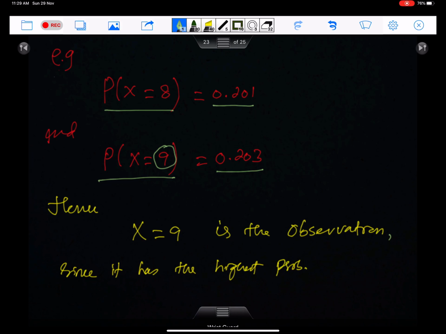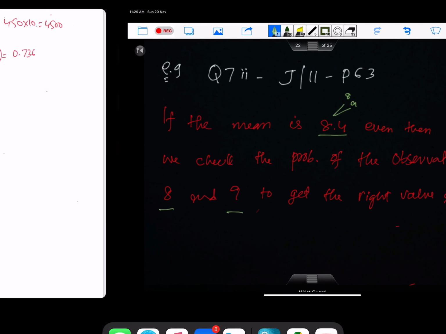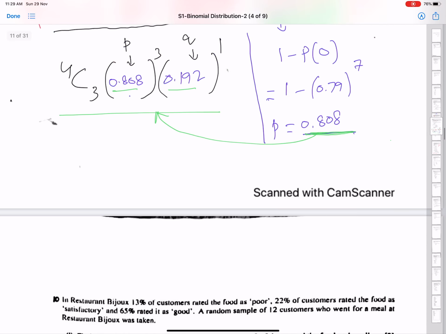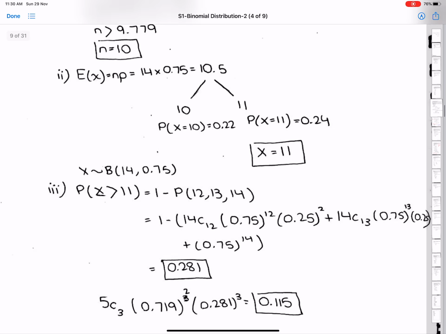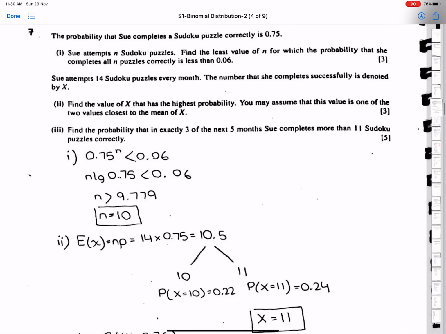So this is the way to get the highest probability observation, and the example of this question is 7 part 2, June 11 paper 63. Okay, let me show you that question. Question 7. Yeah, here it's here. So what is question number 7? Question 7 is part 2. Sue attempts 14 Sudoku puzzles every month. The number that she completes successfully is denoted by x. Find the value of x.